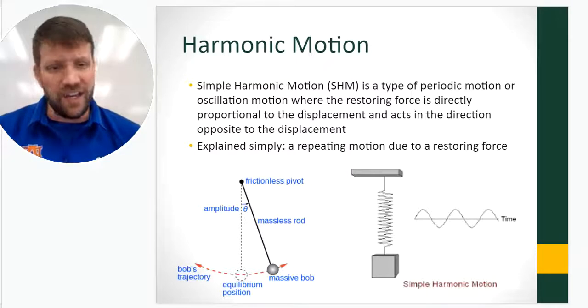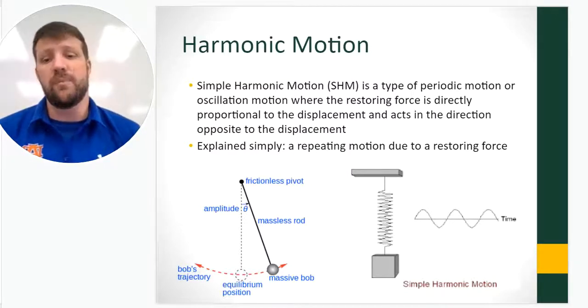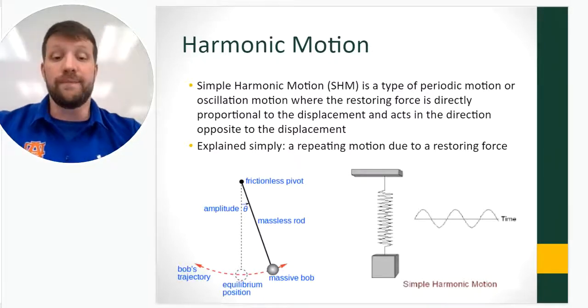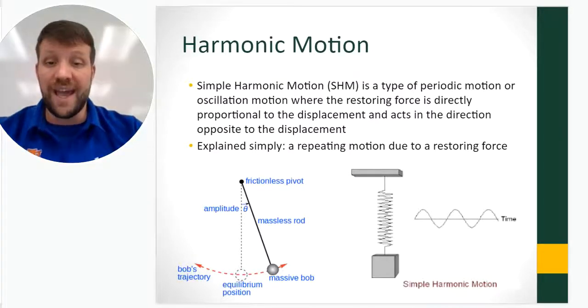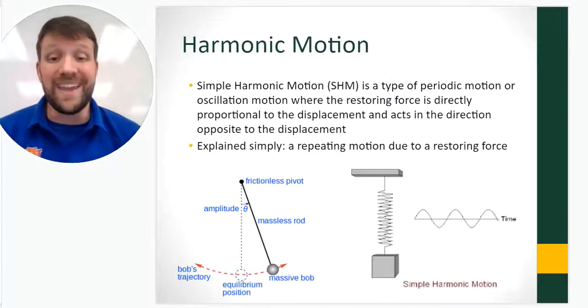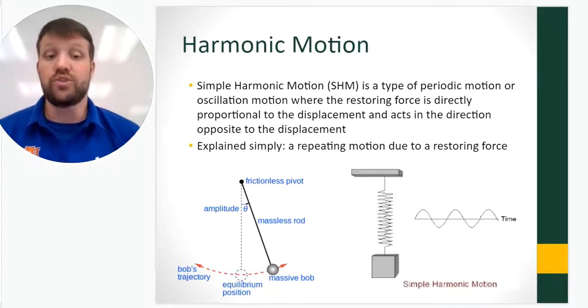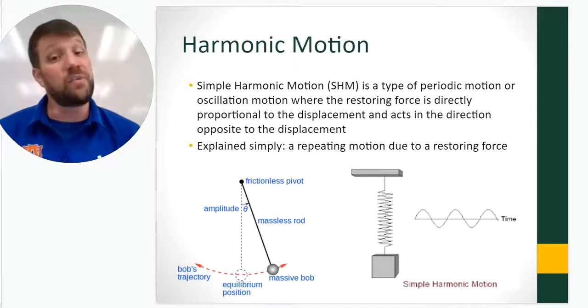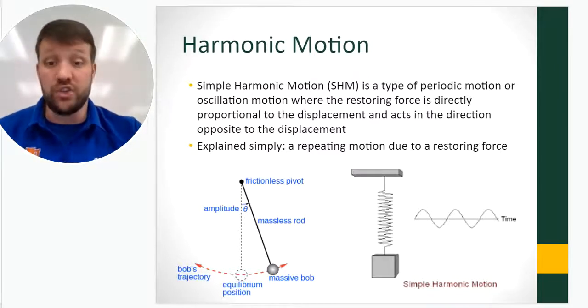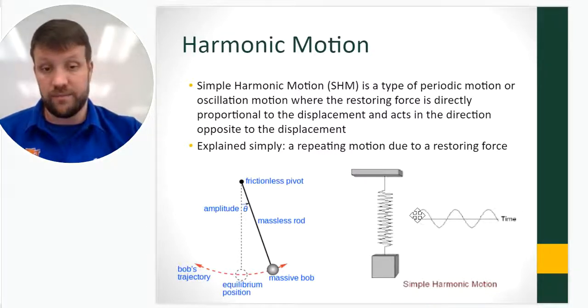So we've talked about the energy associated with these things, with both of these in our mechanical energy unit, and how there's a transfer of energy from one to the other, and how the force that makes the spring move drives that. But the key here, and the part that I want to have, and I have this note explained simply, is that this is a repeating motion due to a restoring force. And the reason we're talking about it with waves is because if we graphed the motion of either one of these objects, it's going to look like this.